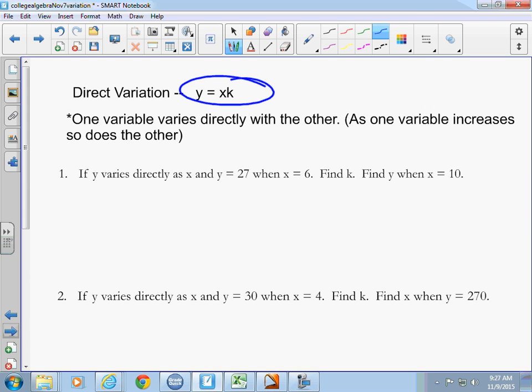As soon as I read in a word problem that y varies directly with x, I'm going to write y equals k times x, where k is a constant. I don't know what k is. In fact, that's part of the problem, to find k.